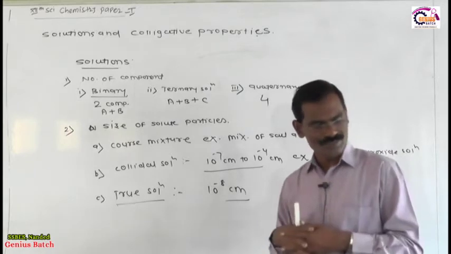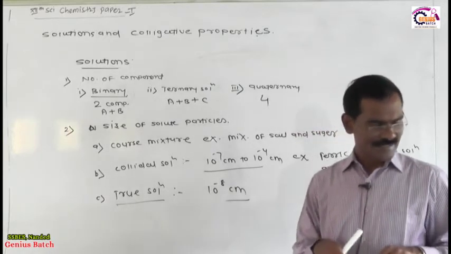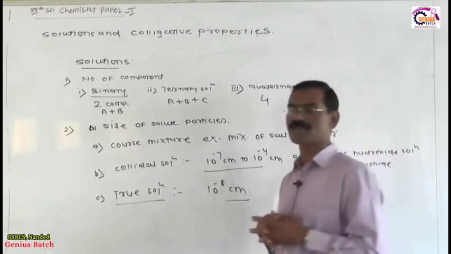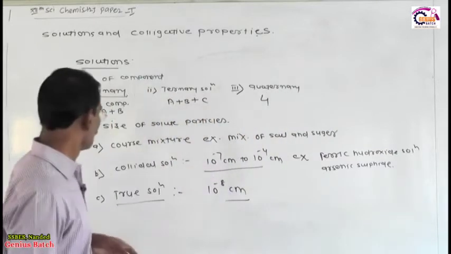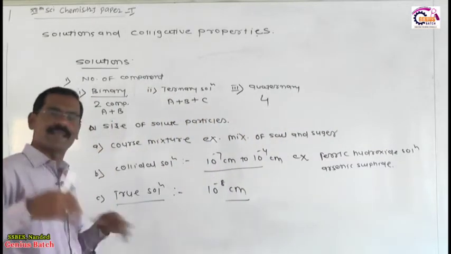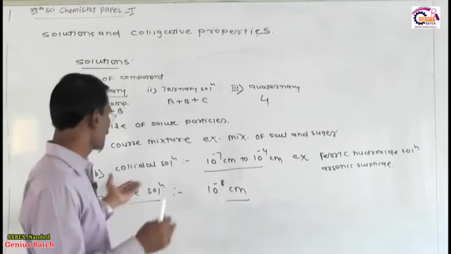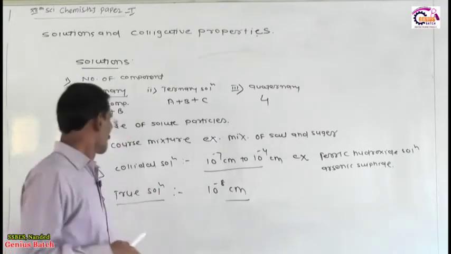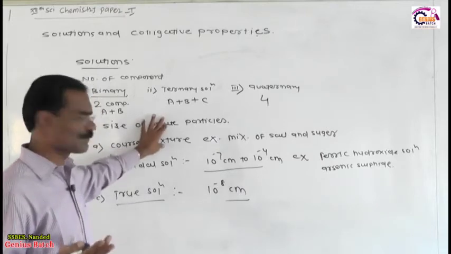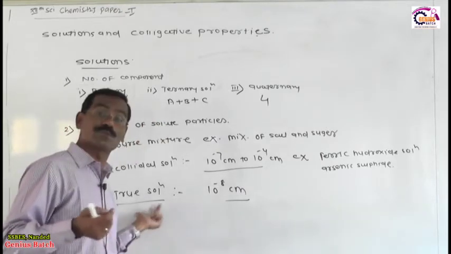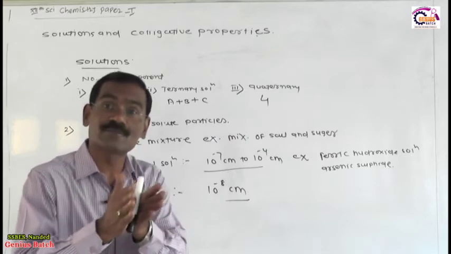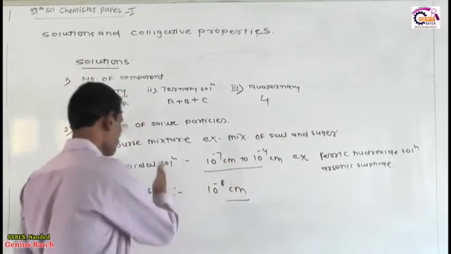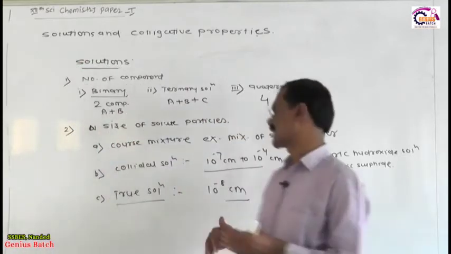True solutions are homogeneous and cannot be separated into components by simple mechanical methods. We can separate a colloidal solution by electrophoresis, etc., because we have many methods for separating colloidal solutions. We can separate a coarse mixture very simply, but it is very difficult to separate a true solution. It is not easily possible to separate solute and solvent, because the size of the solute particle is very small.